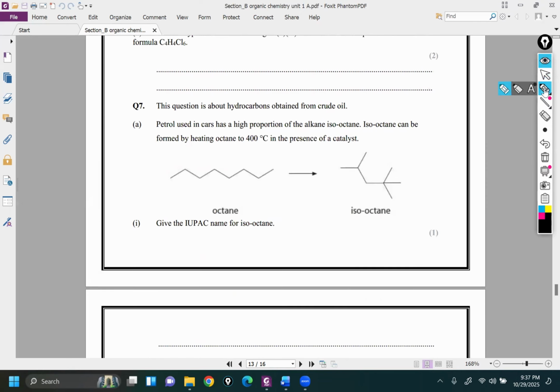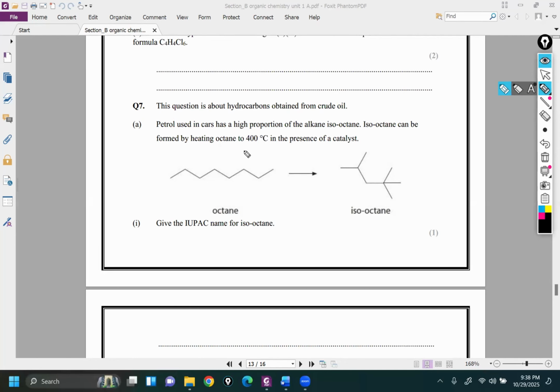Question 7. This question is about hydrocarbon obtained from crude oil. Petrol used in cars has a high proportion of alkane isooctane. Isooctane can be formed by heating octane at 400 degrees centigrade in the presence of a catalyst.